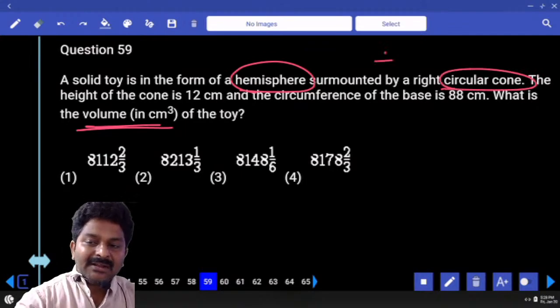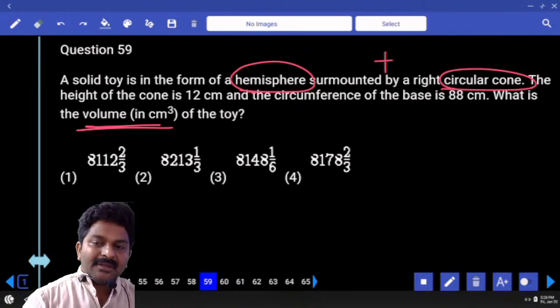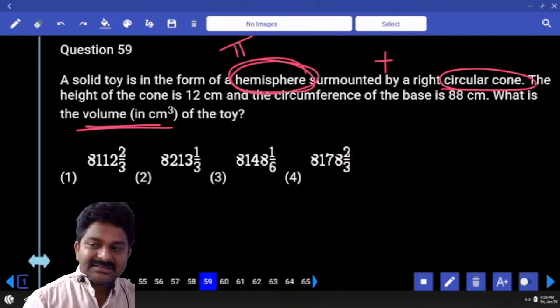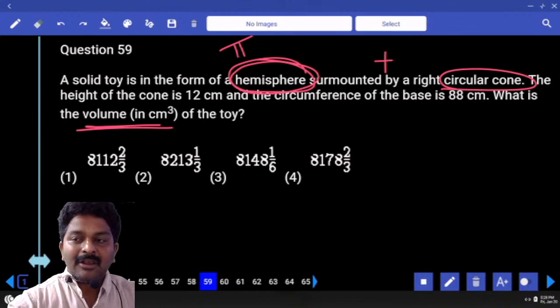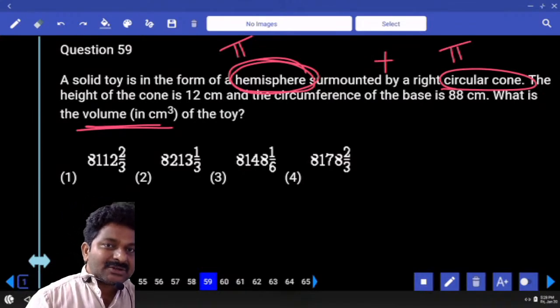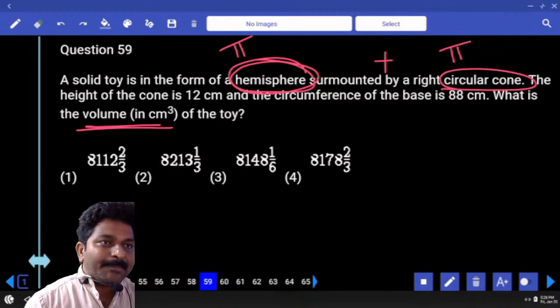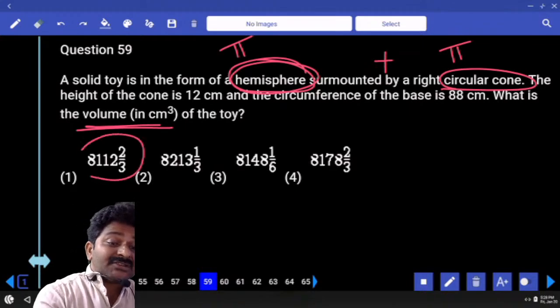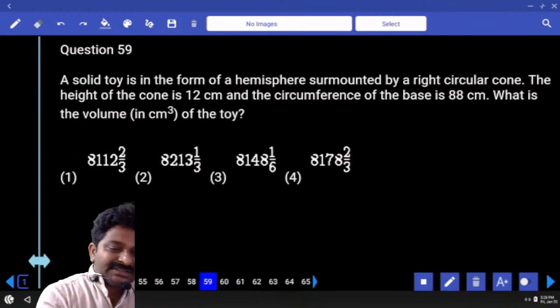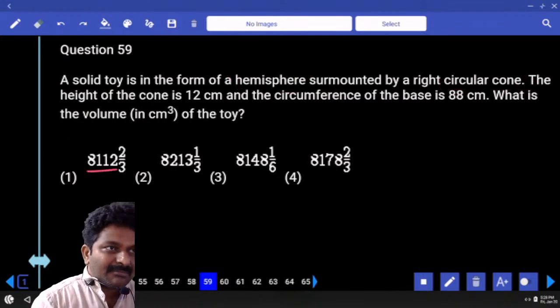You need to add their volumes. Hemisphere volume, will it have pi? Yes. Circular cone volume, will it have pi? Yes. That means sum is also a multiple of pi, which is 11 multiple. But your options are in mixed fractions. So to convert mixed fraction to improper fraction, it will take time, because when you observe this number, we have a 4-digit number multiplied by 3 plus 2.